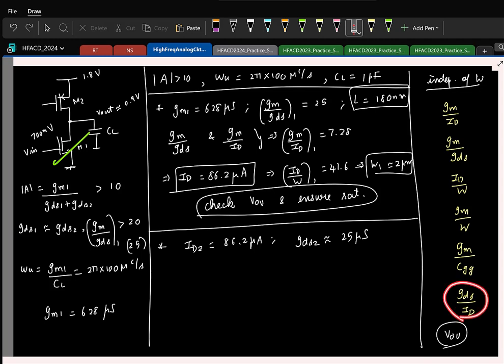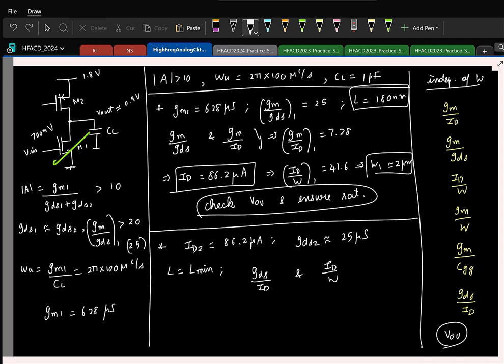We know GDS by ID because I know both GDS and ID. I just need to find the width, right? I can assume the minimum length, that's fine. So I know GDS by ID, and I look at ID by W. That's all.